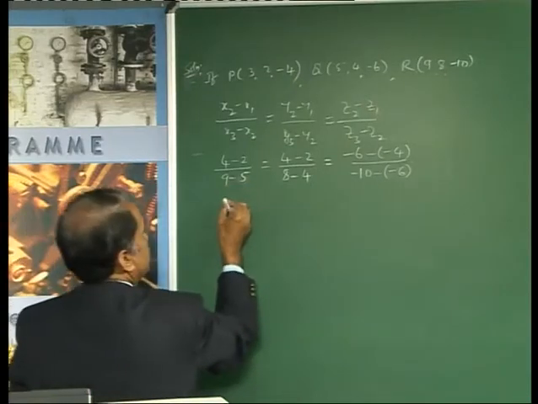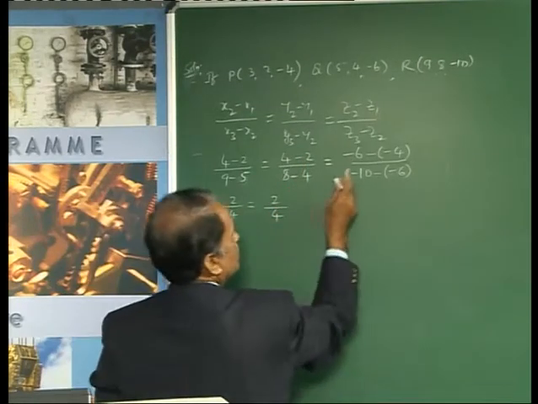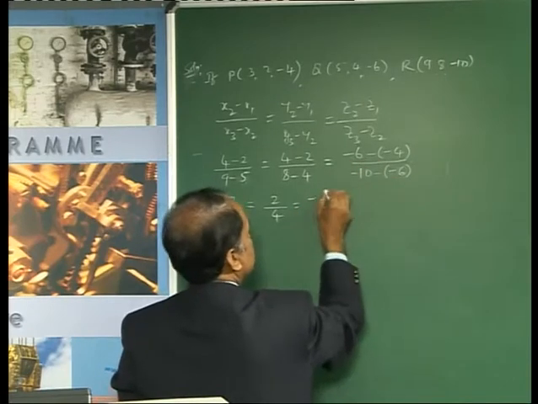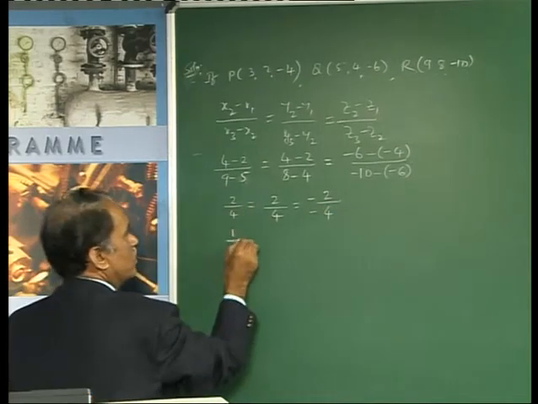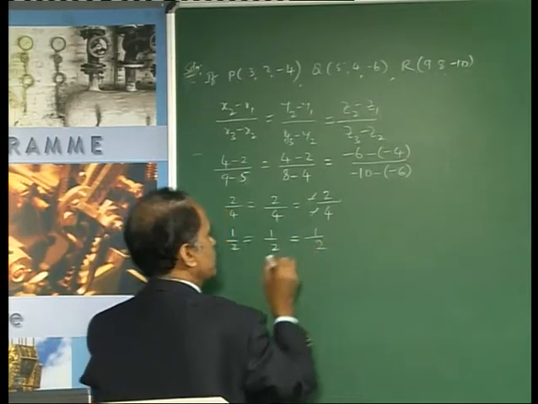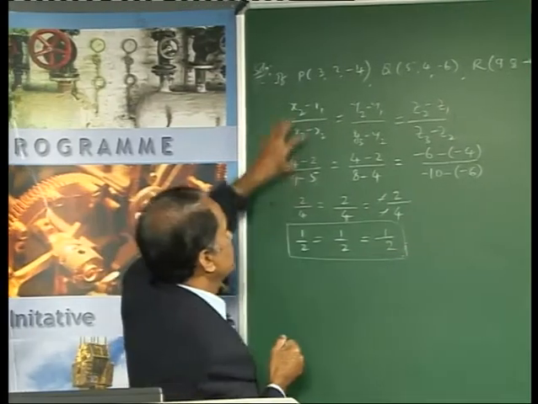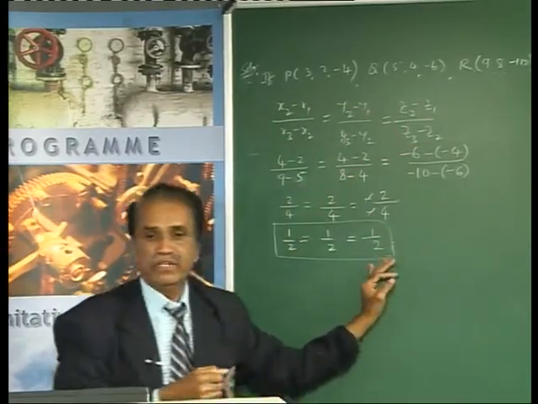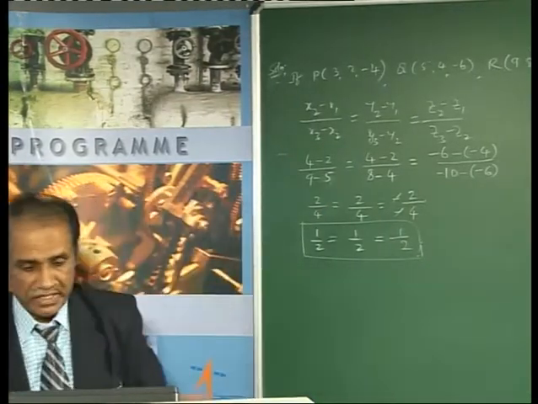okay. So, let me calculate this. 2 divided by 4 is equal to (4 minus 2) divided by 4, this is equal to minus 6 plus 4, that is minus 2, and minus 10 plus 6 should be 4 with minus sign. Therefore, 1 by 2 is equal to 1 by 2 is equal to minus, you can cancel, and then this becomes 1 by 2. What exactly is your conclusion? Collinear means this quantity magnitude wise is 1 by 2, this quantity is also 1 by 2, and this quantity is also 1 by 2. If this condition is satisfied, all the 3 points are in the same direction, we call it collinear, right?